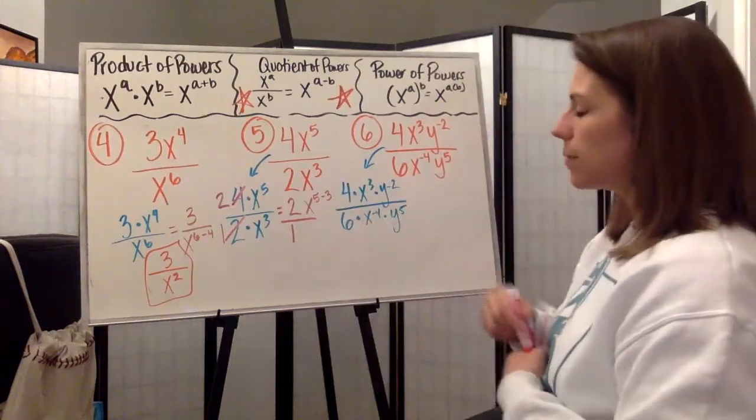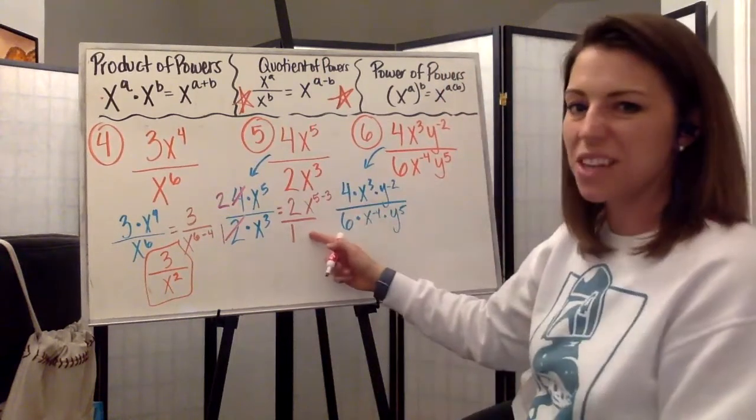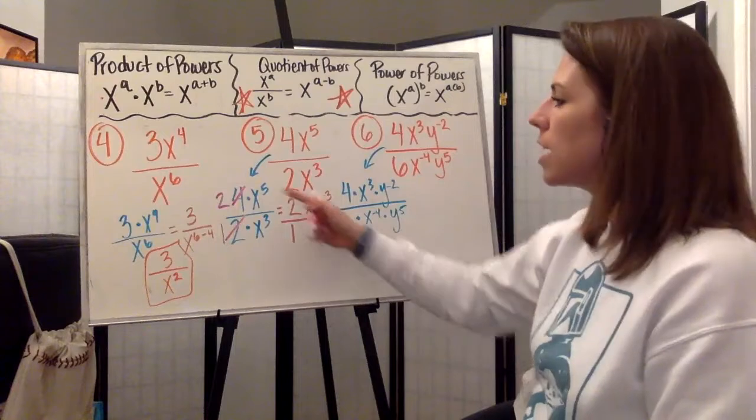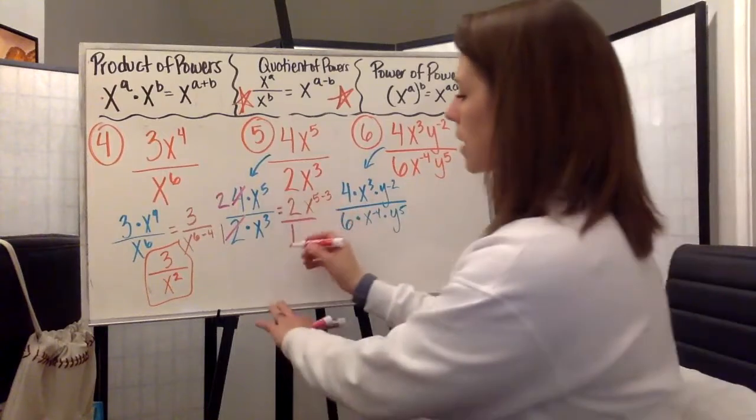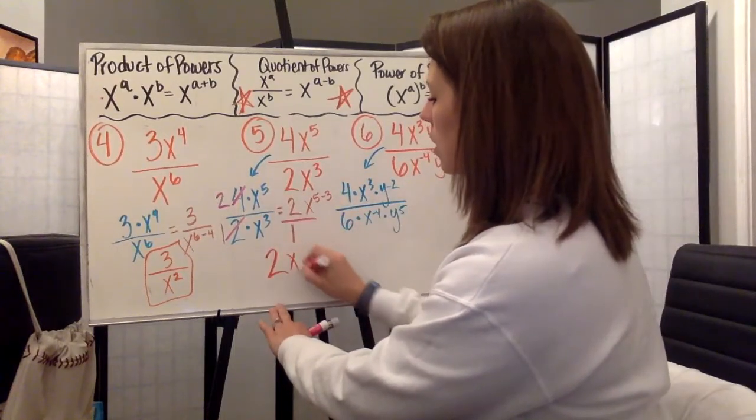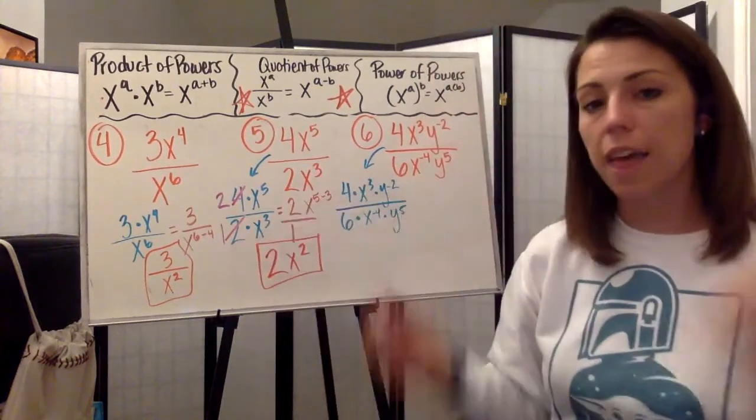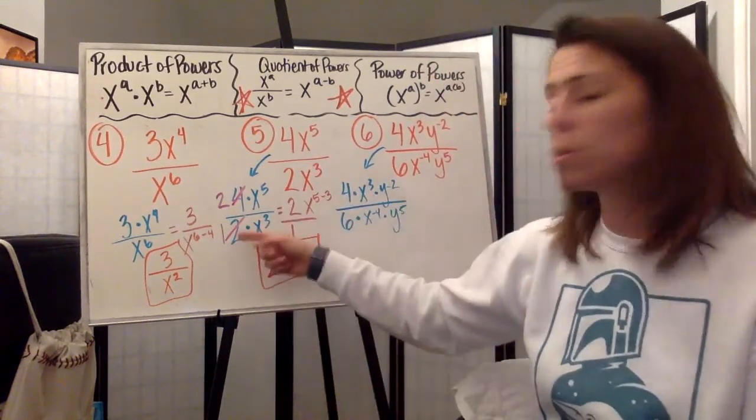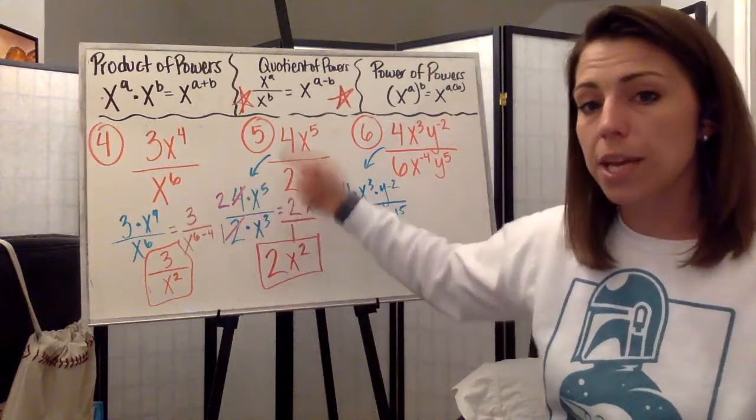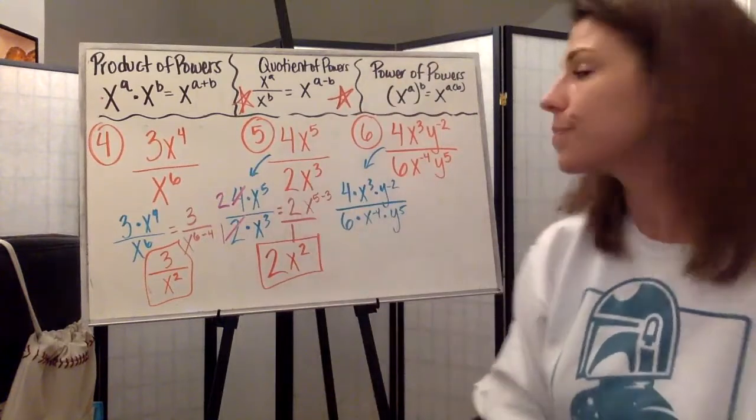So the final answer looks like, again, that's just a placeholder 1 that I don't need anymore. Take away those 3 x's from those 5 x's, and you're left with 2x squared in the numerator with nothing left in the denominator. The 2 was eliminated with the 4, and the 3 x's were eliminated with the 5 x's.